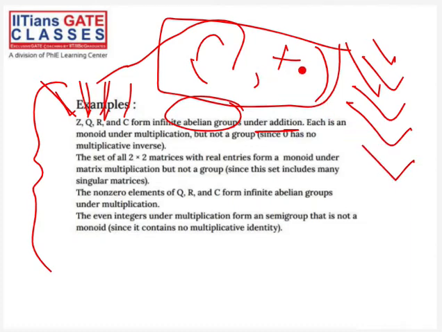This we have already seen. Actually, this addition operation is commutative, we have already seen. This addition operation is associative, we have seen. The identity element is 0, we have seen. The inverse will exist. Okay, of course.